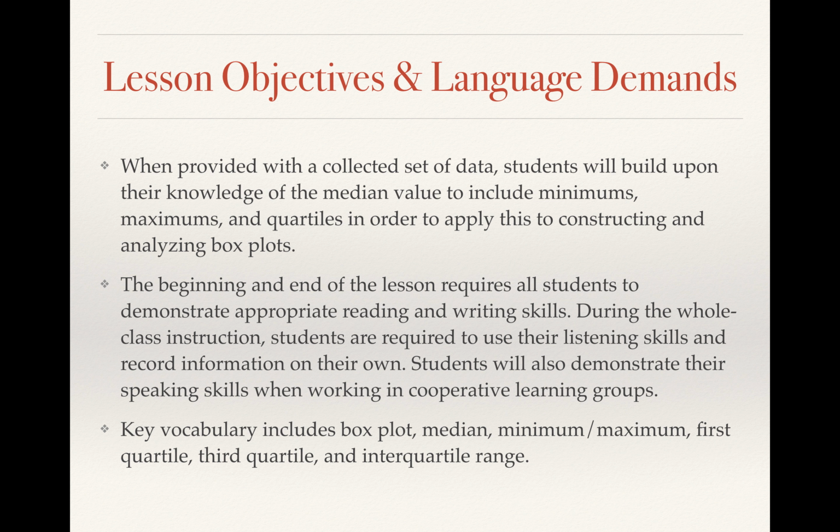The key vocabulary for this lesson plan include a box plot, which is a standardized way of displaying the distribution of data based on the 5-number summary. The median, which is the value lying at the midpoint of a frequency distribution of data, the minimum and maximum, which include the smallest and the largest value of a dataset, the first quartile, which is the median of the lower half of the dataset, and the third quartile, which is the median of the upper half of the dataset, and the interquartile range, which is the middle 50% between the two quartiles.